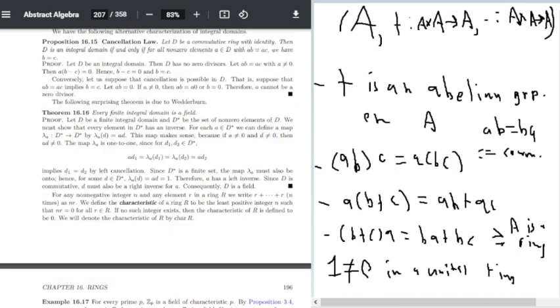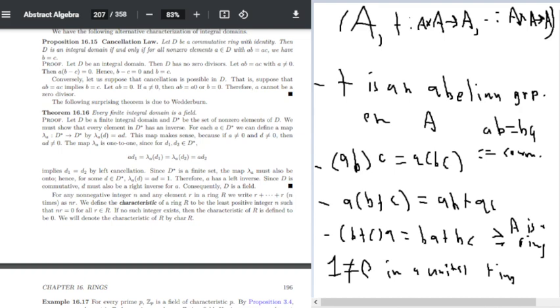Conversely, let us suppose that cancellation is possible in D. That is, suppose that ab equals ac implies b equals c. Let ab be equal to 0. If a is not equal to 0, then ab equals a0, so b is equal to 0. Therefore, a cannot be a zero divisor.